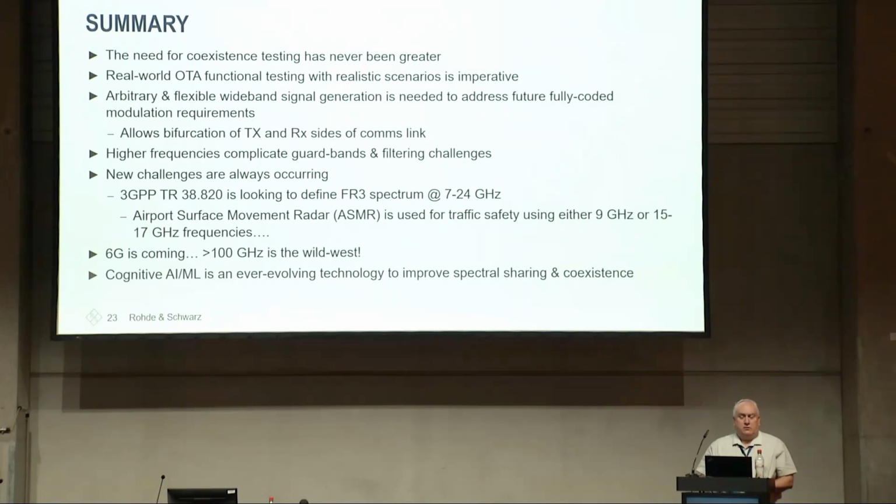Greater than 100 gig is the wild, wild west. There's really very little regulation, understanding, and so on. And as I said, cognitive AI and ML has a part to play in looking for white spaces and holes in the spectrum where you might be able to hide if you want to hide, or where you might be able to reuse your communications, radar or whatever it is, if no one else is using it.